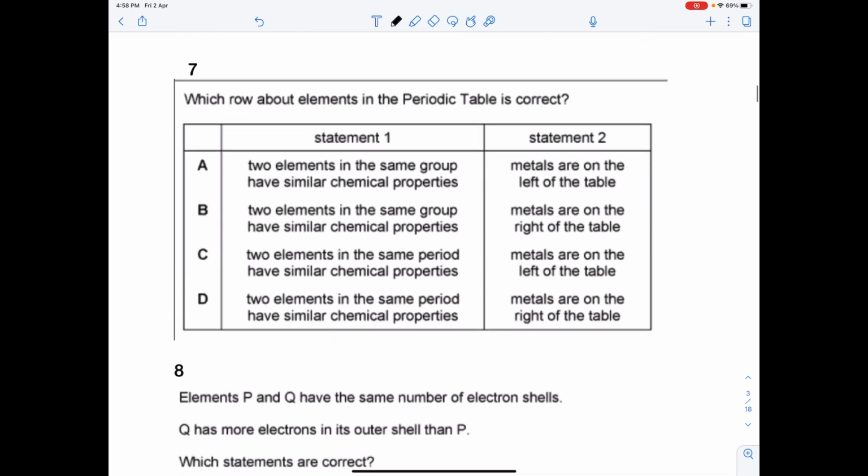Number 7, which row about elements in the periodic table is correct? So is it 2 elements in the same group have similar chemical properties, or 2 elements in the same period? Well, of course, they're in groups. The groups suggest their properties, so it can't be C or D. We've written that out straight away. Is it metals are on the left, or is it metals are on the right? Well, of course, metals are on the left, so it must be A.